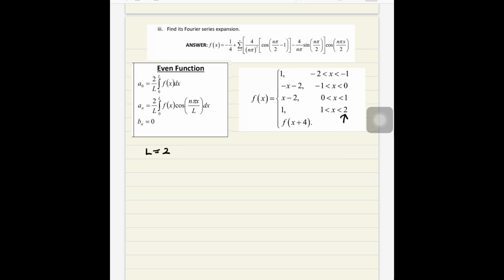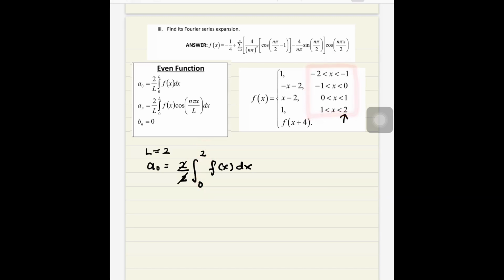So by using this formula here, your A naught is equals to 2 over L, and your L is equals to 2. So integrate from 0 to L, so from 0 to 2, fx dx. This one you can simplify, so you end up with integrate 0 to 2 fx dx. Now take a look here. You need to integrate. Your lower limit is 0, your upper limit is 2.